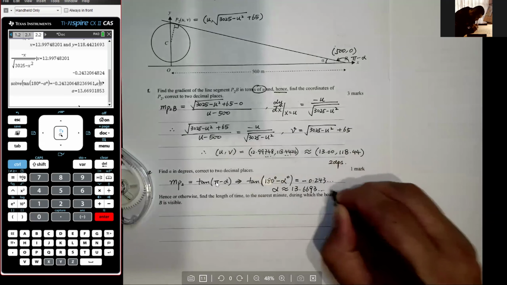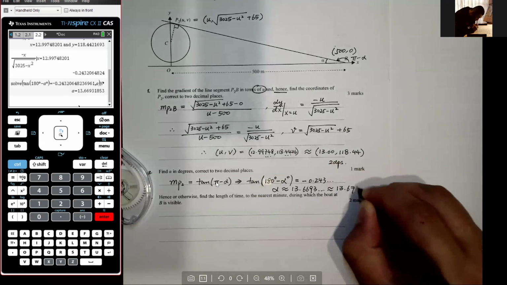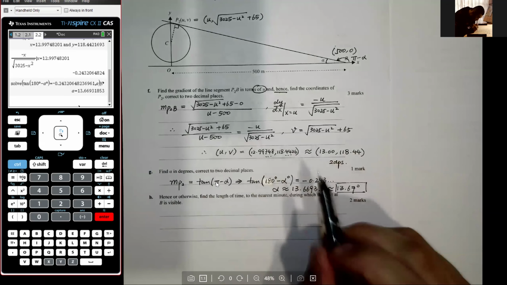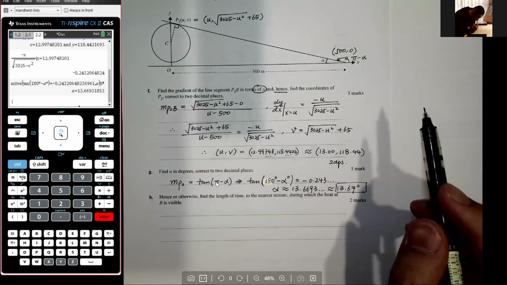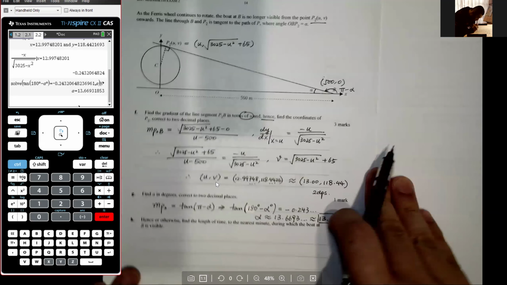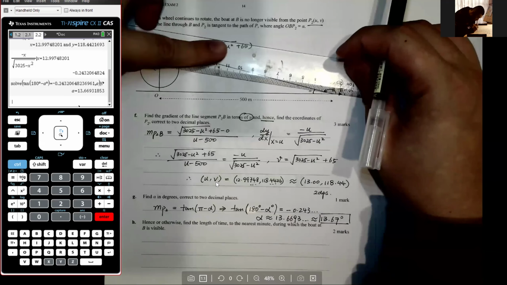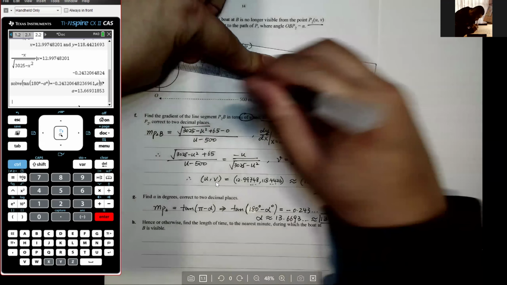13.6693..., rounded to 13.67 degrees, okay? And then finally, hence or otherwise, find the length of time to the nearest minute during which the bolt at B is visible. So previous part, you probably notice if you draw a line connecting the B and the C.